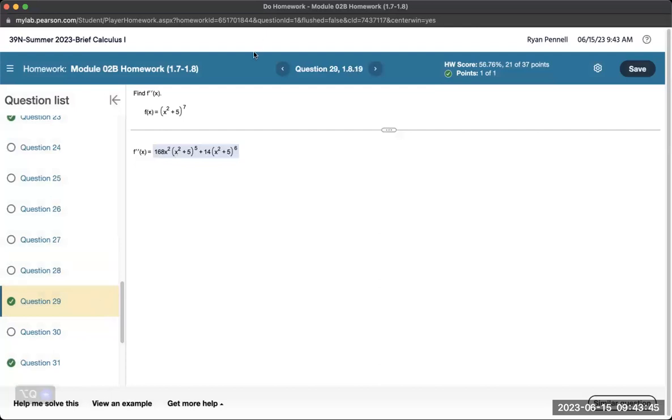I wanted to show 29. Let's see if we can talk about it. Here it wants the second derivative, f double prime. To find the second derivative, I have to find the first derivative. How am I going to do that? It looks like chain rule will apply. Bring down the 7, (x squared plus 5) to the 6. What's the derivative of the inside? 2x. I'm going to clean that up a little bit. That would be 14x times (x squared plus 5) to the 6. That's my first derivative.